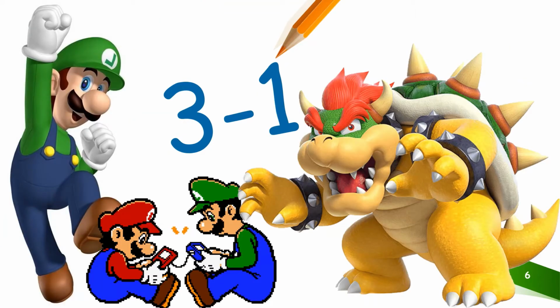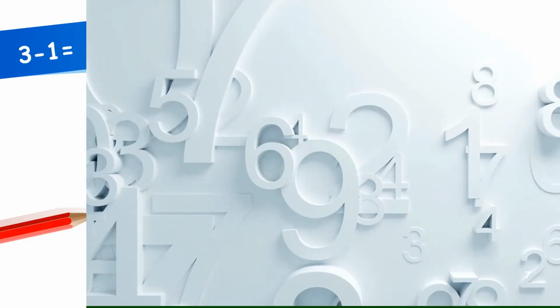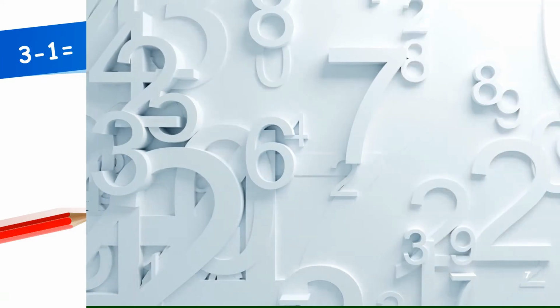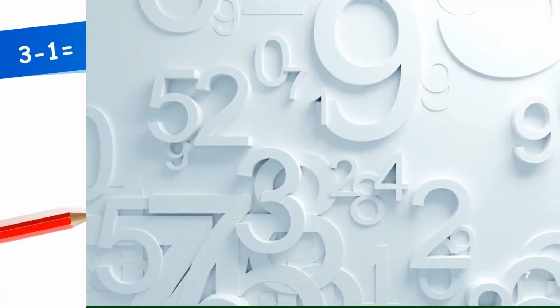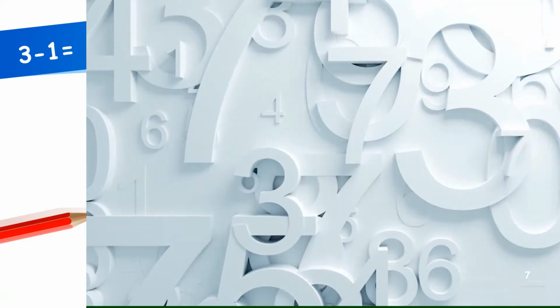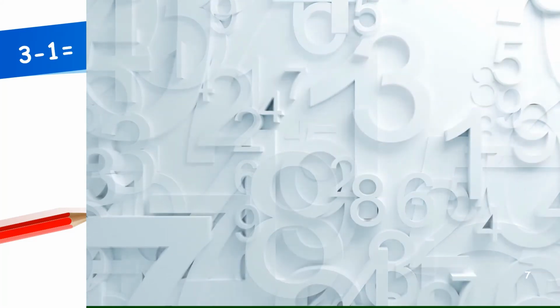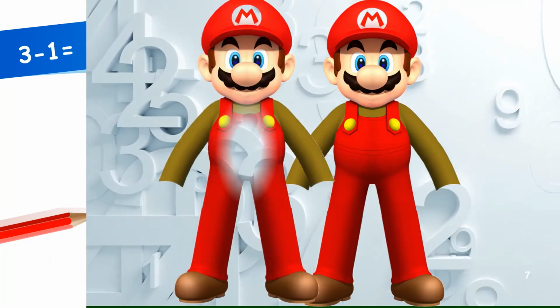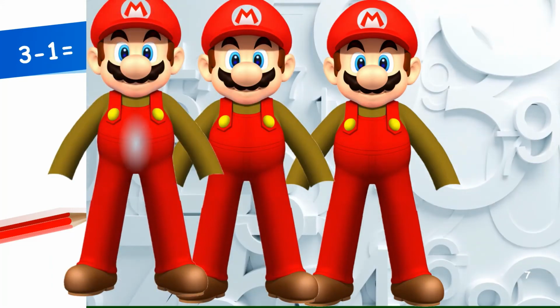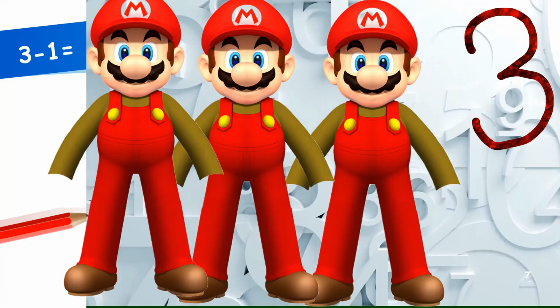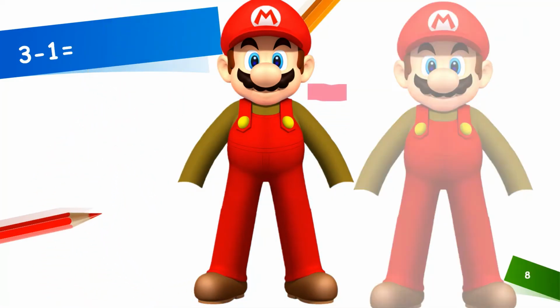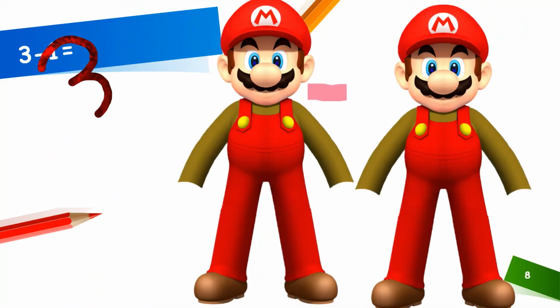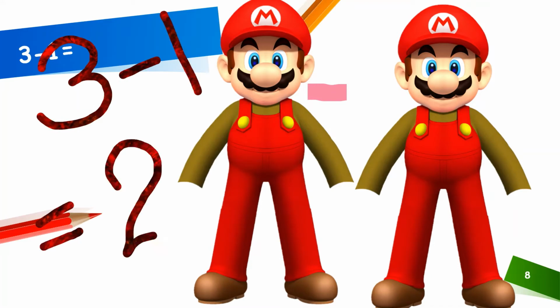Now it's 3 minus 1. So we will get 3 now, and then we'll have to take 1 off. So we'll see what's gonna be the answer. Let's see. 1, 2, 3. 3. We are taking off 1. Now we have 2. So 3 minus 1 equals 2.